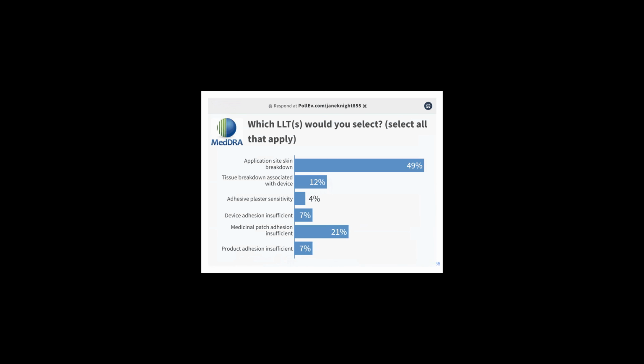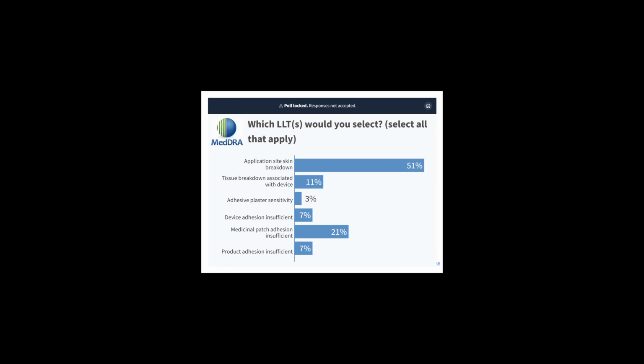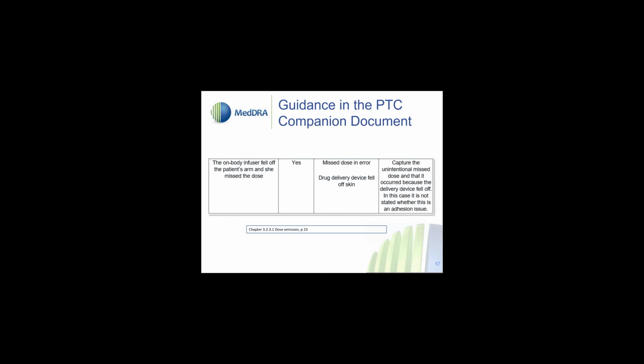Let's close the call. Here we are. Well, no specific guidance. If you look into the PTC documents in order to find more guidance, you won't find clear guidance. Just one similar example where an on-body infuser fell off the patient's arm and the patient then missed the dose. It's in the PTC companion document.